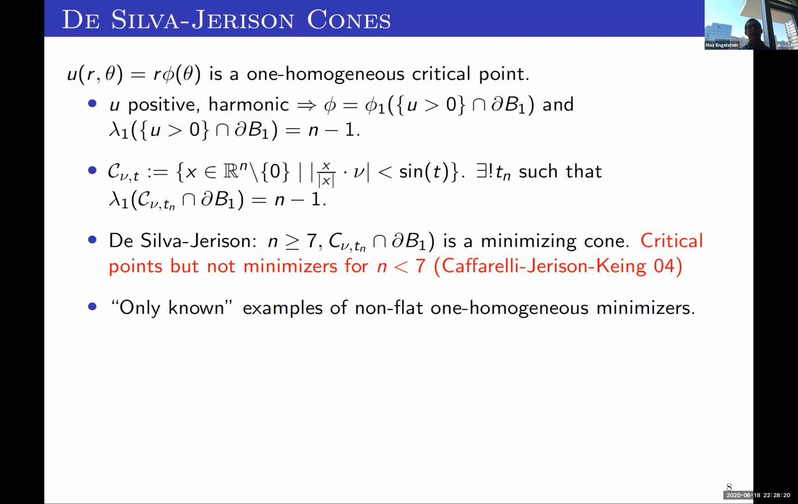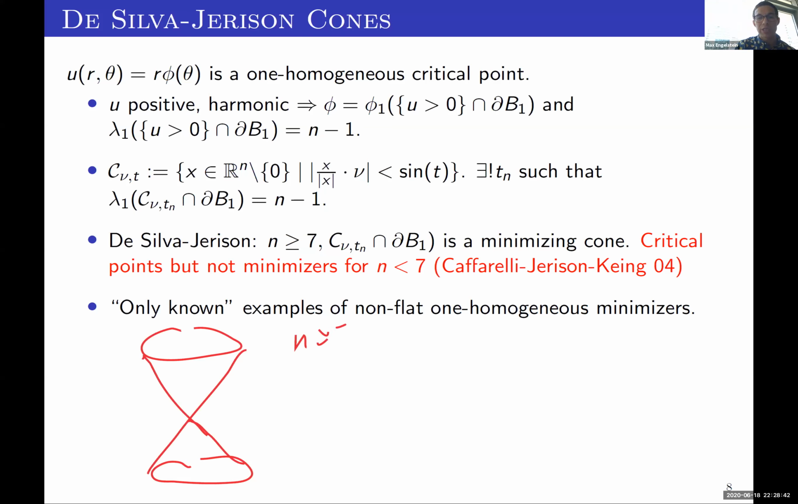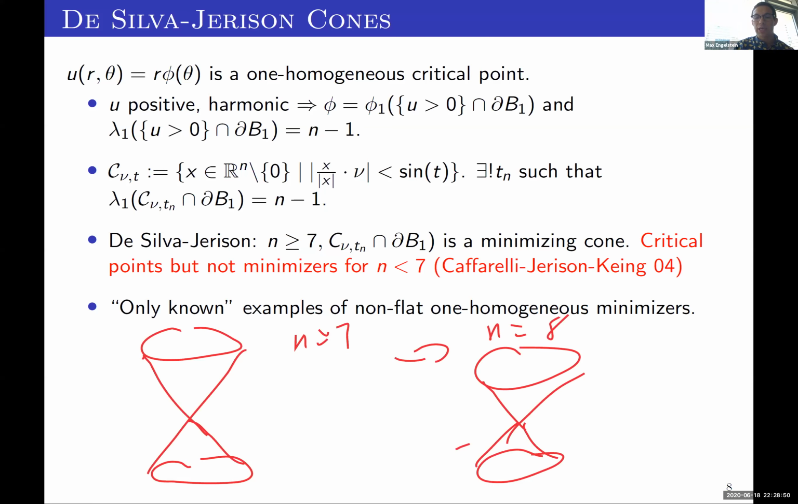And these are the only known examples of one-homogeneous minimizers which are not x_n plus. But I put this in square quotes because it's not quite true. Each of these cones has an isolated singularity at the origin. But of course, what you could do is take the cone from n equals 7 and put it inside n equals 8 by just taking the same cone and crossing it with a linear factor, right? So now there's a bunch of singularities, a line of singularities.